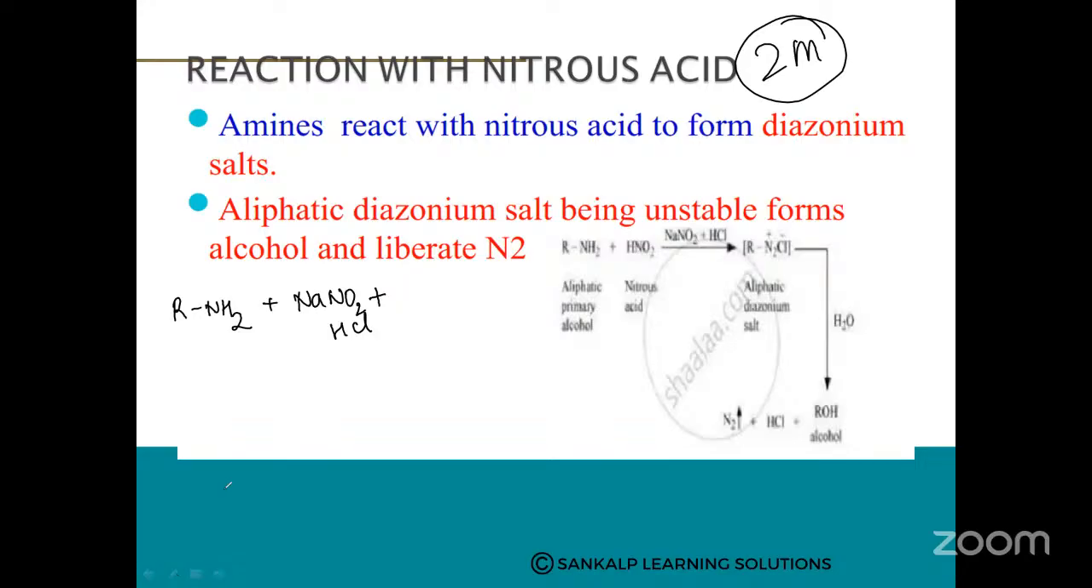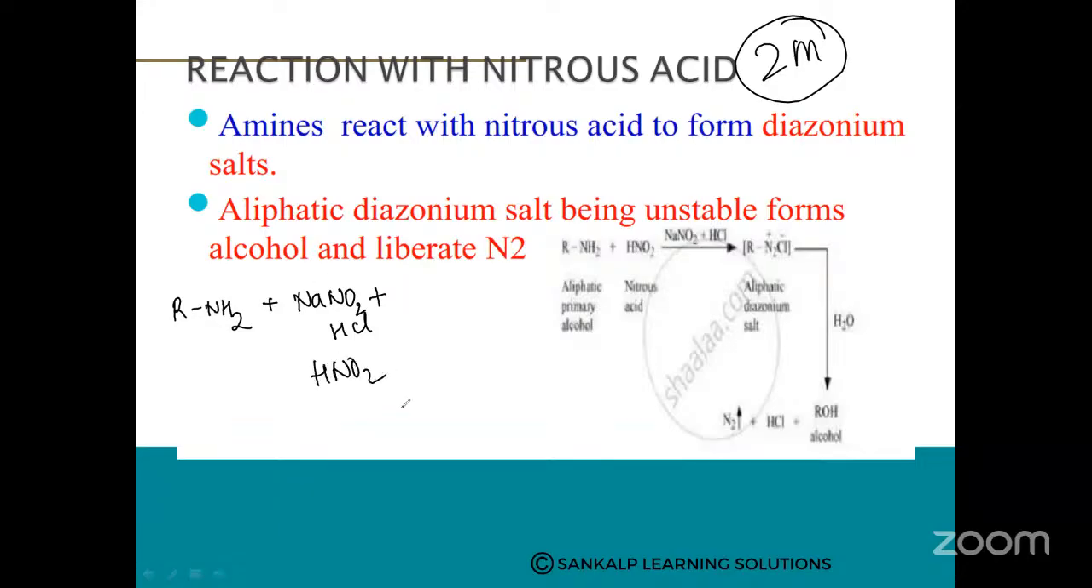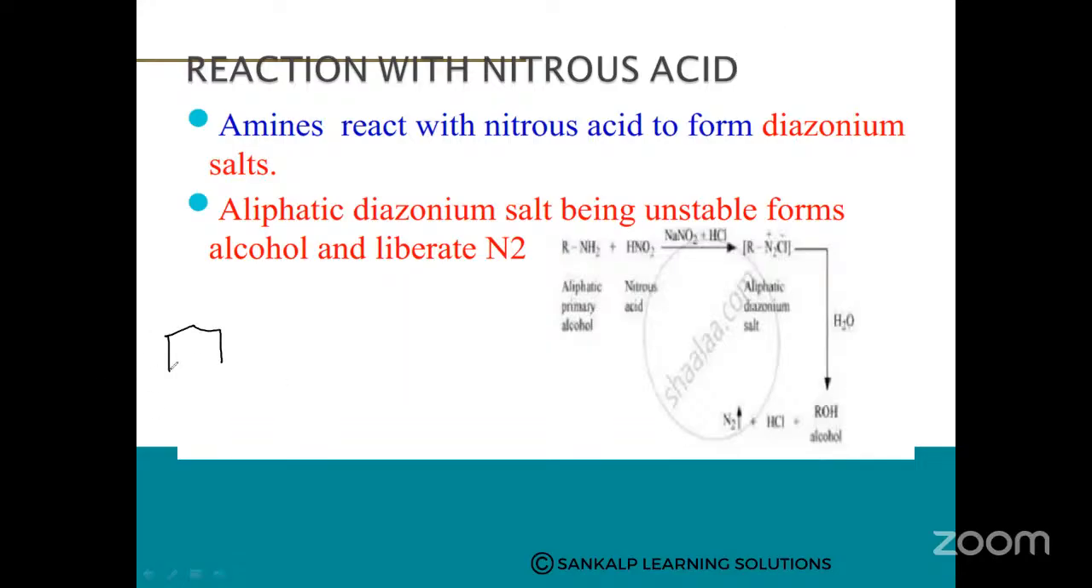So what we are doing here, we are taking a primary amine and reacting it with sodium nitrite and concentrated HCl. When sodium nitrite and HCl react, it gives you nitrous acid, that is HNO2. When this HNO2 reacts with aniline, you are going to get a diazonium salt.